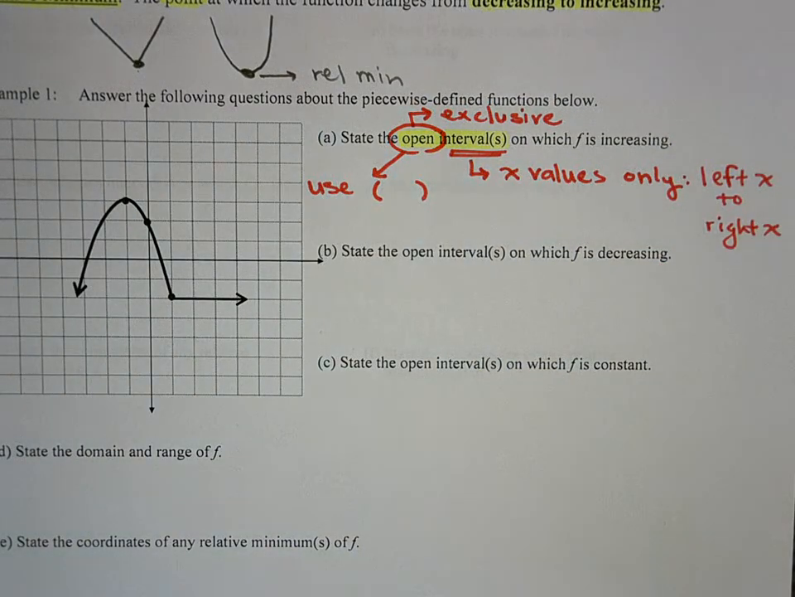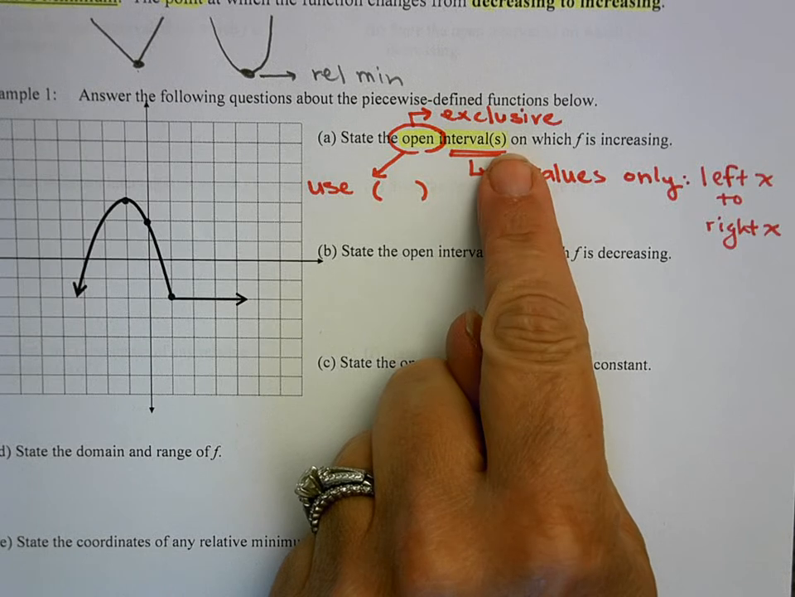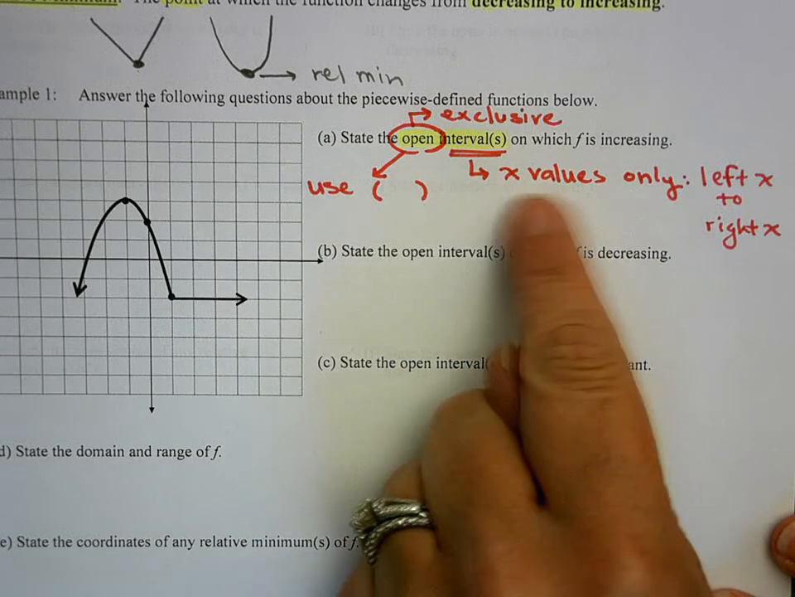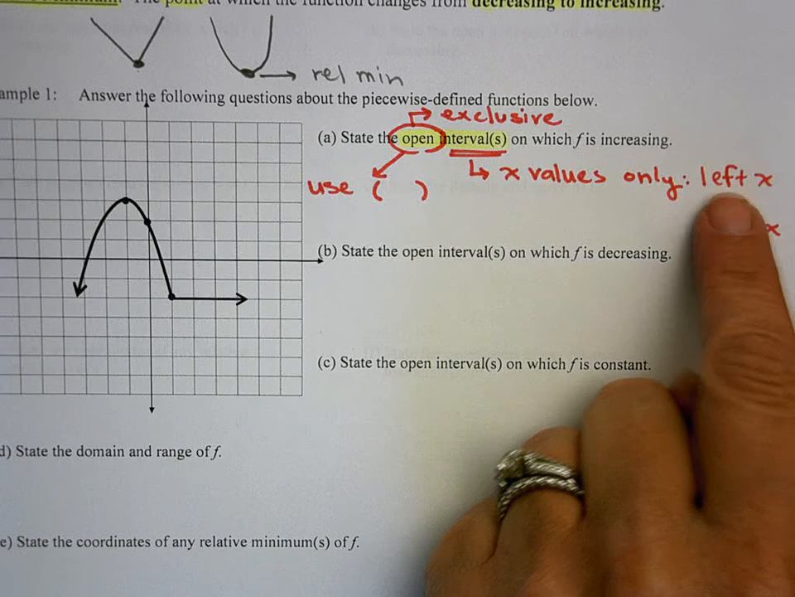Okay, so whenever we talk about open, what does that mean again? That means to use parentheses. Whenever it says to use an interval, and there may be more than one, because of the plural there, interval means only use the values of x, so don't look at the values of y. And you're going from the left value of x to the right value of x.